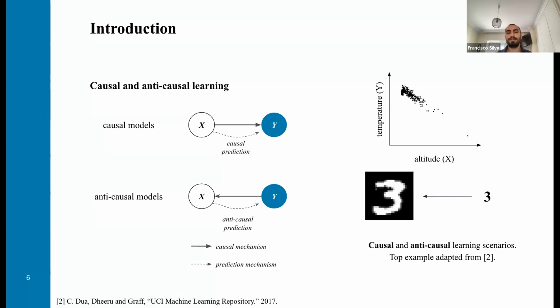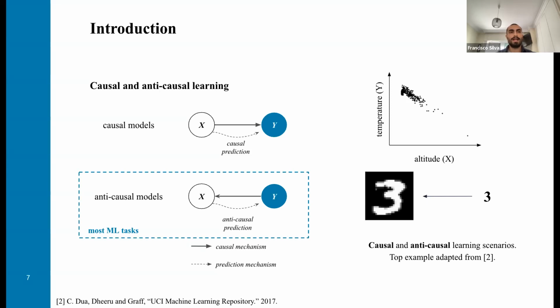Giving some real world examples, for the causal scenario we have this plot with the altitude and temperature, and in this case x is causing y. And for the anti-causal example, the identification of a digit from the MNIST data set. Here we are observing the images and trying to predict the cause, and so the image of the 3 is the effect. As you can see, most of the typical machine learning image-based tasks we are used to doing daily are anti-causal, and we basically try to infer some information about the images we observe.